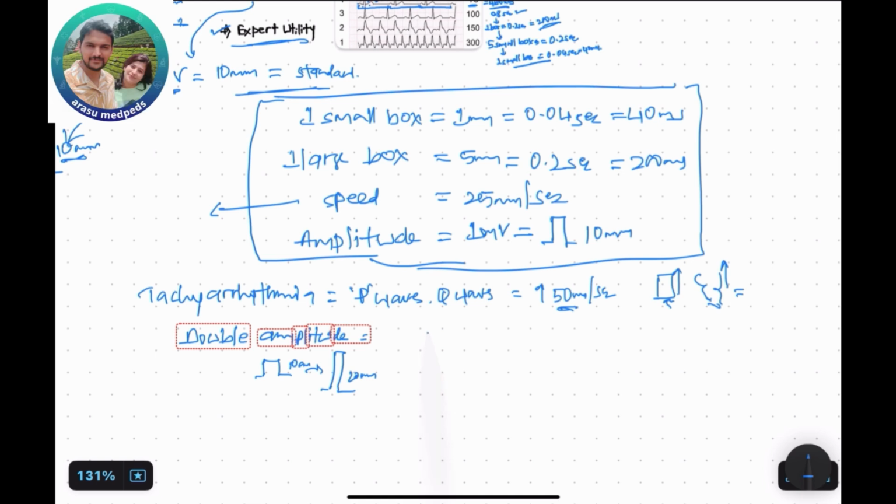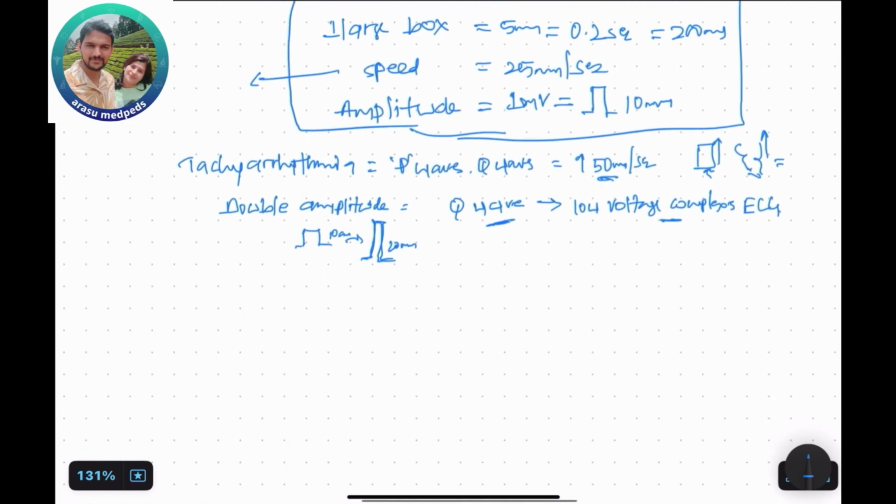If we want to see Q waves which are hidden in the ECG waveform complex, especially when there are low voltage complexes. Low voltage complexes ECG is there, and we particularly want to focus on Q wave, like we are suspecting some pathological Q wave, but we are not able to see because of the low voltage complex. So we just have to double the amplitude standards. Then we will be able to visualize the Q waves properly.